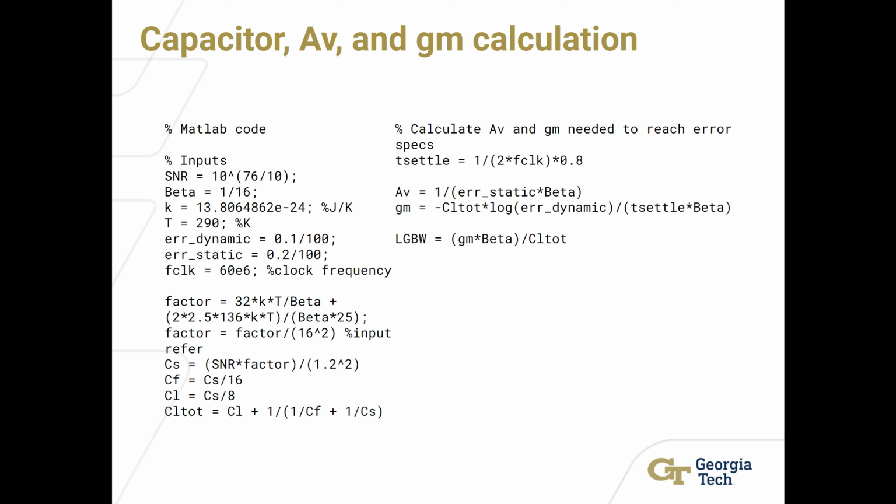And then from that we have our CS, and from the CS capacitance we can derive CF, CL, and then CL total. Then we move on to calculating what gain, AV, and transconductance, GM, we need to achieve the figures of our static and dynamic error that we set. Those are pretty simple calculations. And that about wraps up how we calculated.